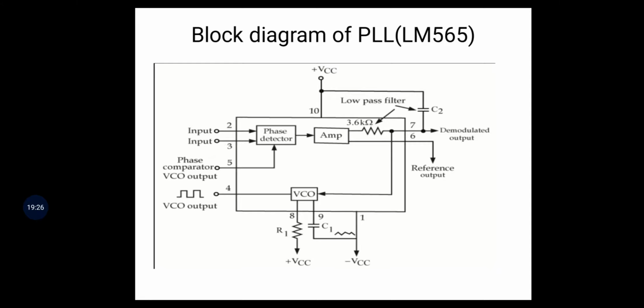The center frequency of the PLL is determined by the free running frequency of the voltage controlled oscillator, and it is given by F0 equal to 1.2 divided by 4R1 C1 H. Here the values of R1 C1 are adjusted such that the free running frequency will be at the center of the input frequency range.